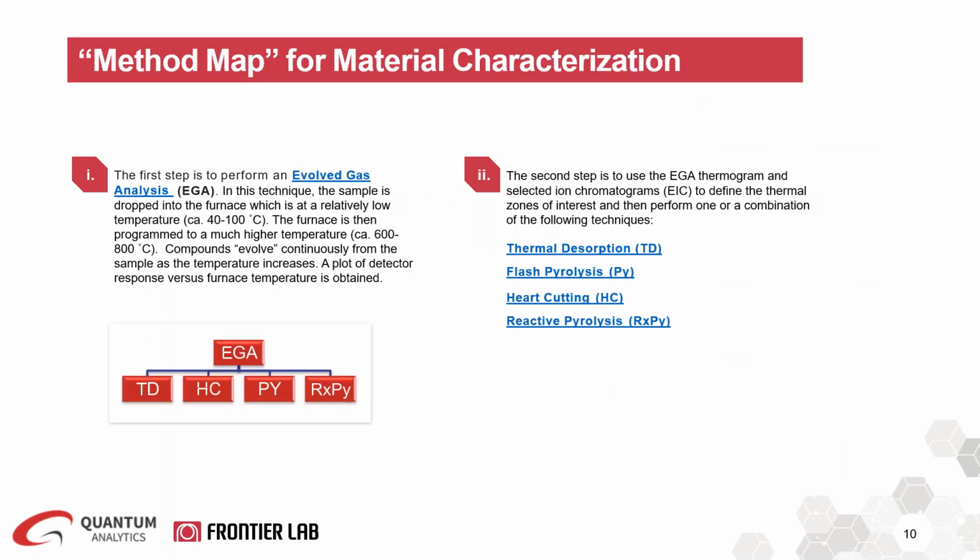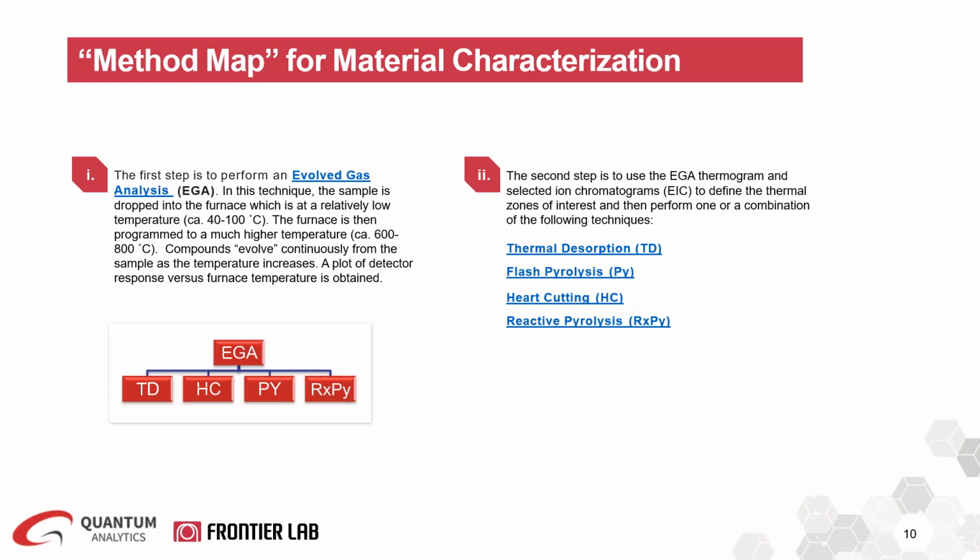So if someone is providing you a sample in the lab and says, what's in it? Is it additives, polymers? Can you identify the chemical composition of it? The first mode of operation that you want to perform is evolved gas analysis, EGA. And that's really a method map that we created for material characterization.